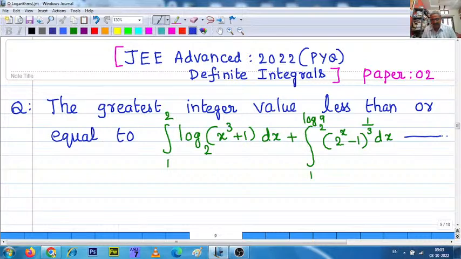First let me read the question here. The greatest integer value less than or equal to integral 1 to 2 log of x cube plus 1 to the base 2 dx plus integral 1 to log 9 to the base 2 of (2 power x minus 1) all to the power of 1 by 3 dx. So how could we solve? This problem is absolutely based on definite integrals. But what sort of strategy and what properties need to be applied in order to solve this problem?